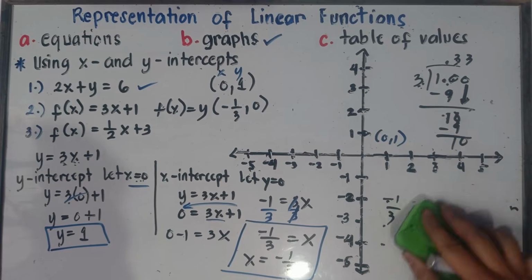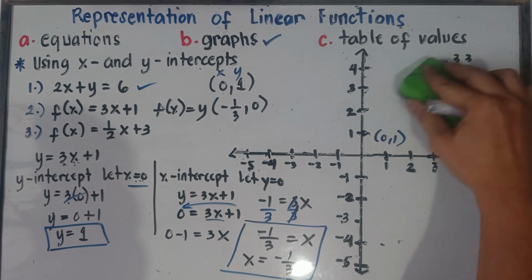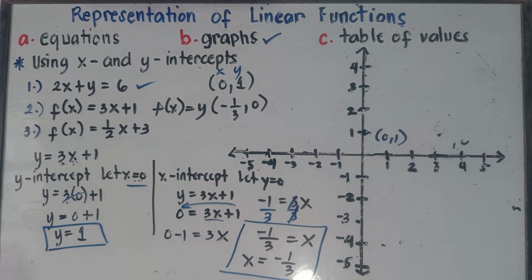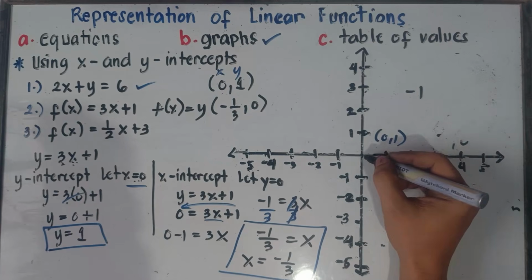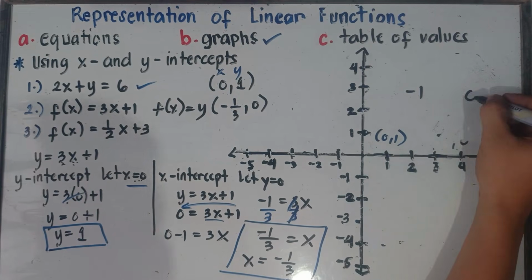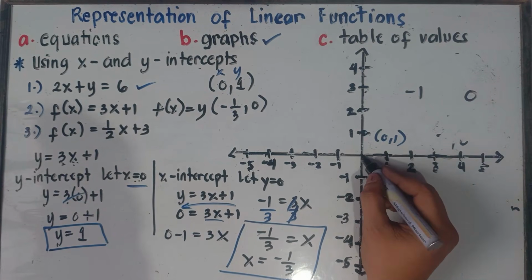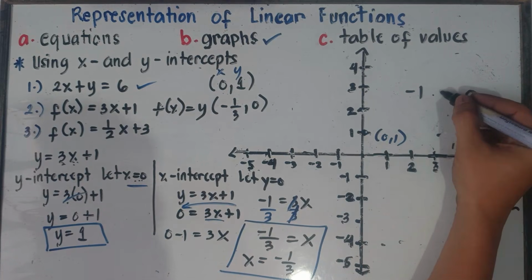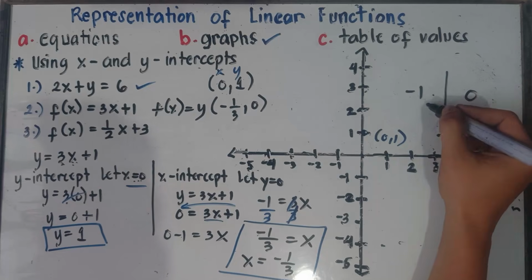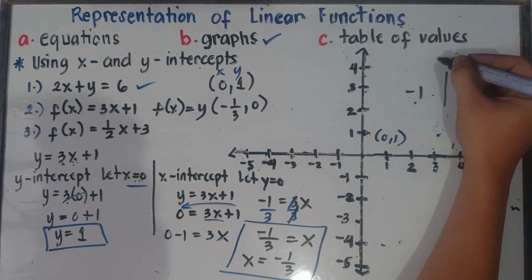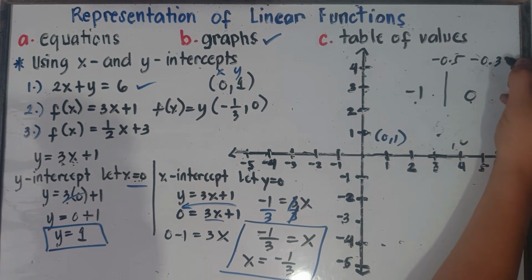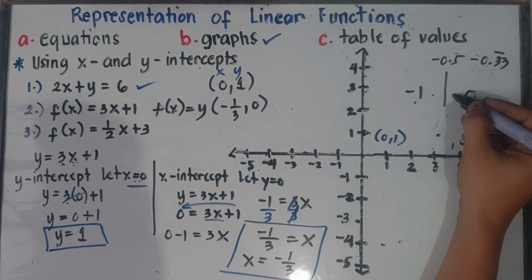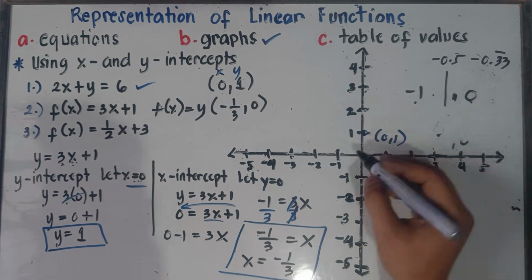Let me explain this one, class, for you not to be confused. This is negative 1, and this is 0 in the middle part. In between negative 1 and 0, that would be negative 0.5. Now negative 0.333, or negative 0.3 with a bar, will be here, near 0.